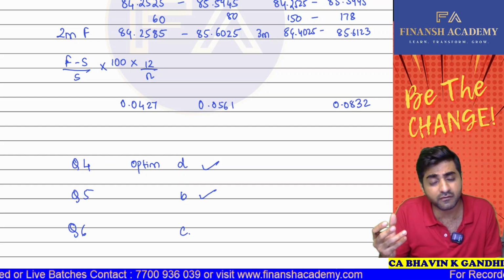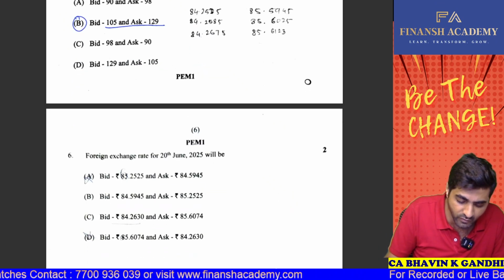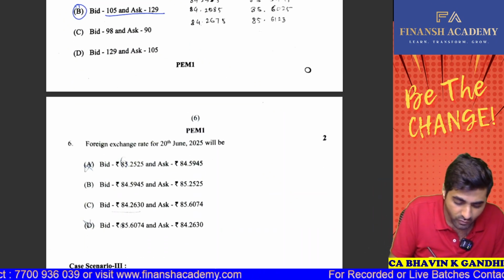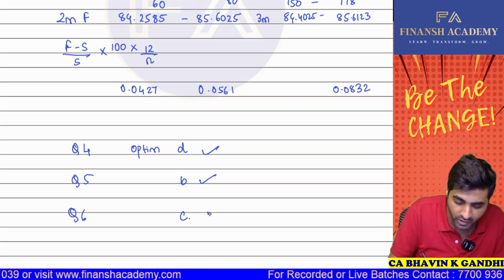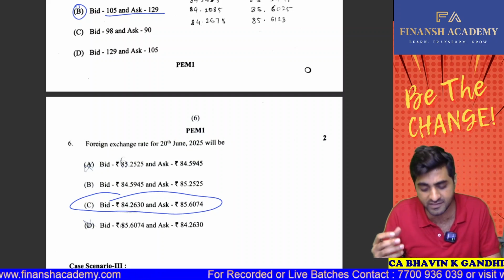And if you have got your fifth question correct, then automatically your sixth one will also be correct, because here we need to simply add the swap points to the spot rate, which gives you option C, and that is 84.2630. So this will be your answer, 84.2630 and 85.6074.